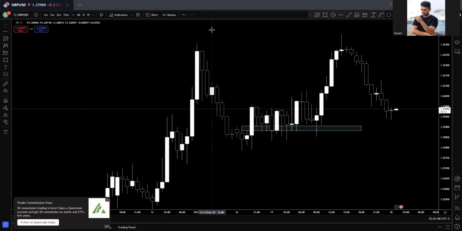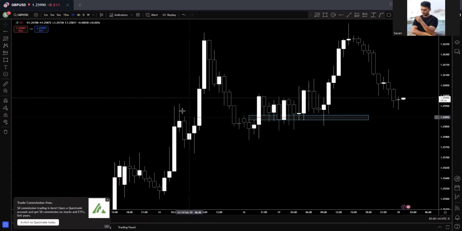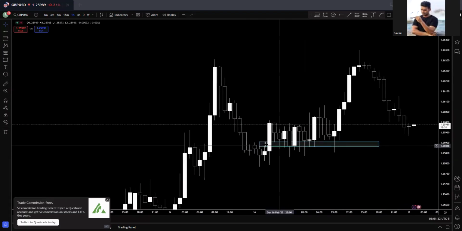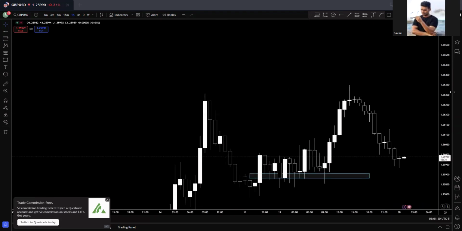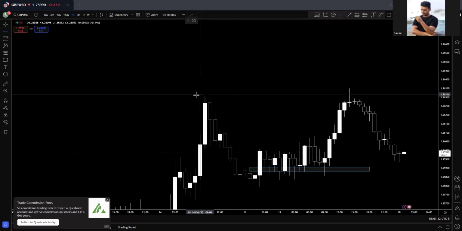So price came all the way down. This fair value gap getting flipped, but there is no close below, and there is no displacement, and the breaker continues to hold the price, gives some reaction. That newly created fair value gap holding the price beautifully and pushing the price all the way up to the draw on liquidity, up to this point. This is our target.